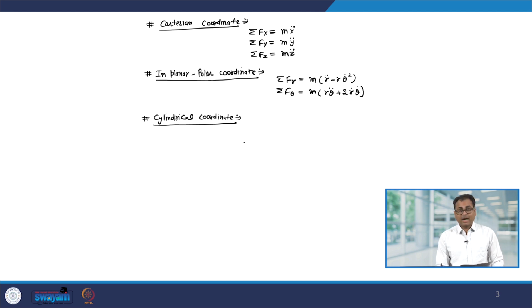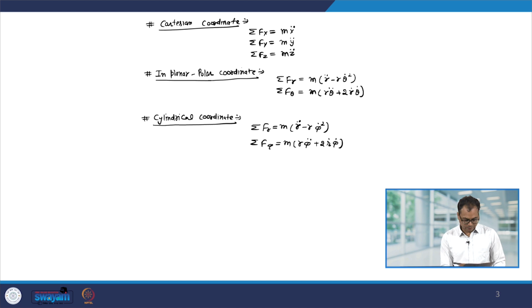In cylindrical coordinates, we have the r, phi and z axes. Therefore, summation Fr equal to m times r double dot minus r phi dot square, and summation F phi equal to m times r phi double dot plus 2 r dot phi dot, and summation Fz equal to m z double dot.